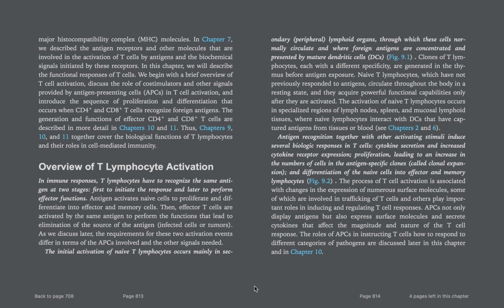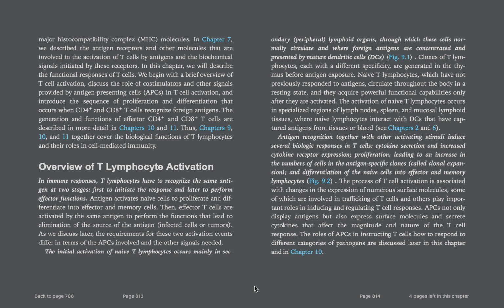In immune responses, T lymphocytes have to recognize the same antigen at two stages. First, to initiate the response and later to perform effector function. Antigen activates naive cells to proliferate and differentiate into effector and memory cells. Then the effector T cells are activated by the same antigen to perform the functions that lead to the elimination of the source of antigen, infected cells or tumor. As we discuss later, the requirements for these two activation events differ in terms of antigen presenting cells involved and other signals needed.